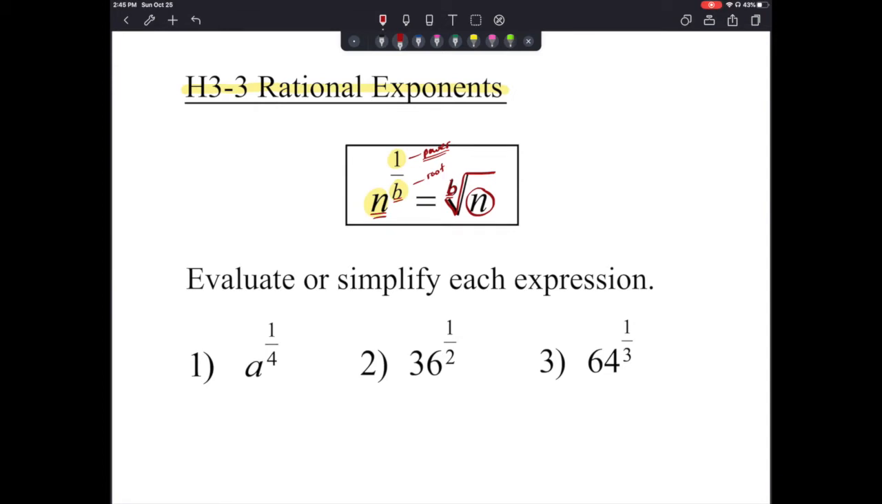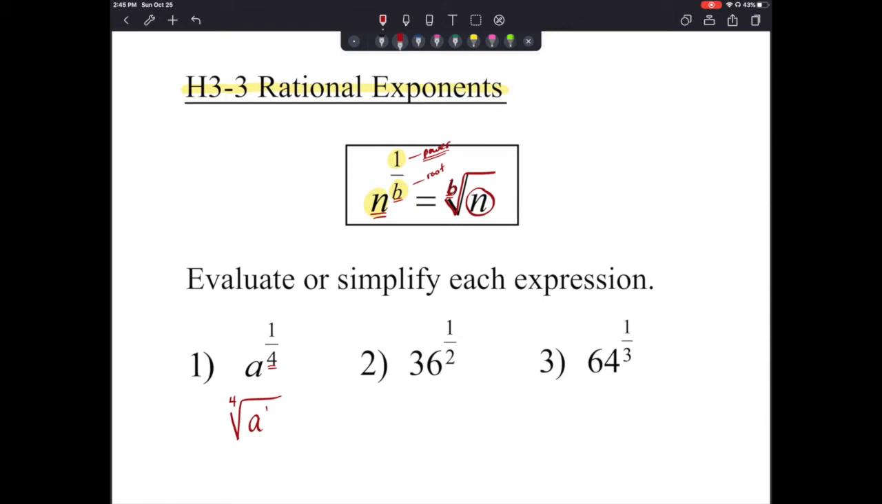So for instance, let's look at the bottom just so it makes a little bit more sense with some numbers. First one, obviously, we have a to the 1/4 power. So that's like saying a to the first power, and then we're going to take this root number. So we're going to say, like we're writing the square root, but we put that little 4 up here to indicate that it's the 4th root.